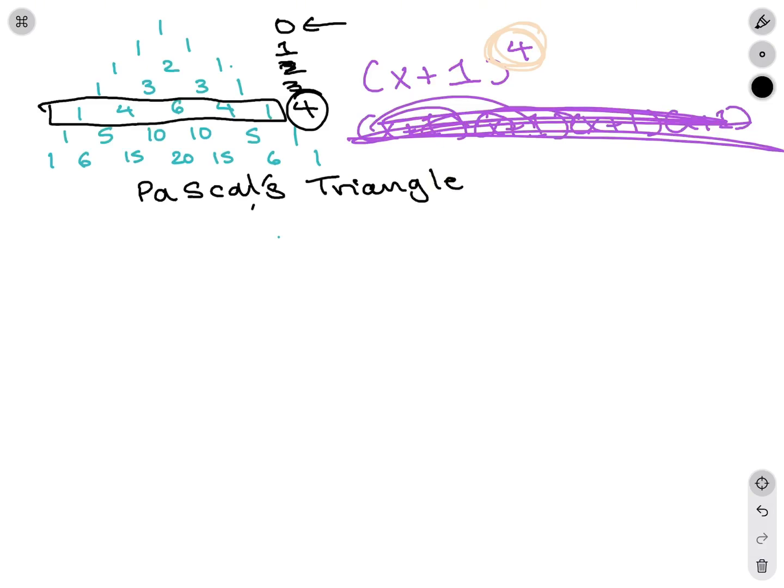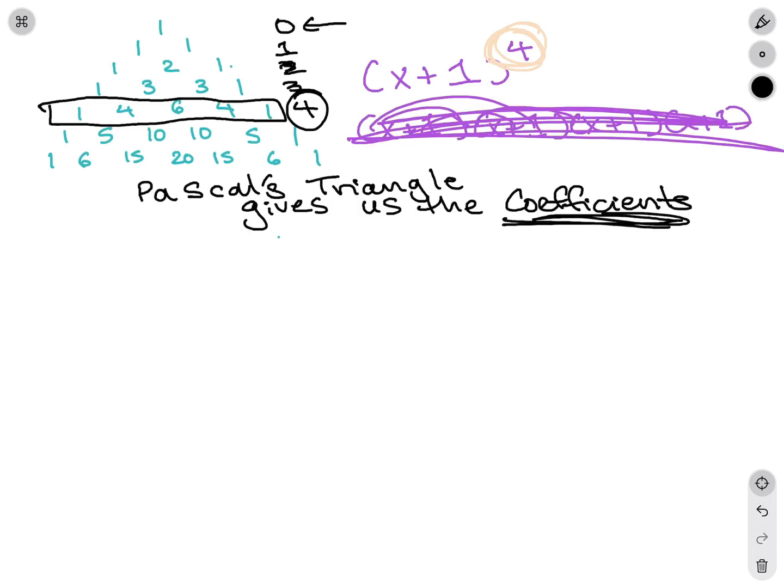This is a really important thing to remember. Pascal's triangle gives you the coefficients. So these are the coefficients we're going to use. So now write out the coefficients. So 1, 4, 6, 4, 1.